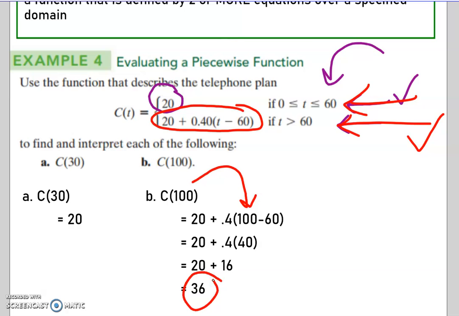Okay? So how do we know which equation to use? It's all based on the domain. So always look for your domain and check that first to then tell you which equation to use.